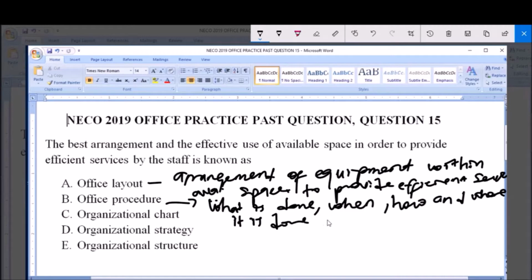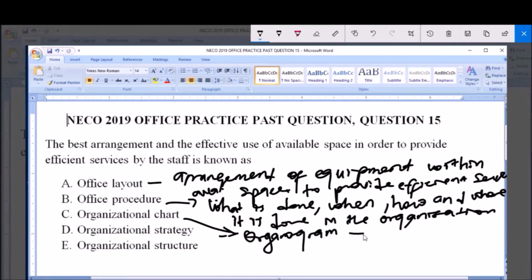Where it is done in the organization. So like I told you, it is a sequence in which certain operations are carried out in this organization. Now C here says organizational charts. This is also known as organogram. We call it an organogram.